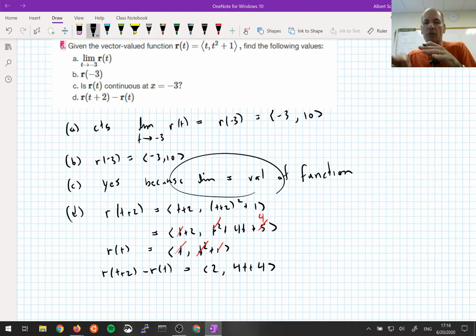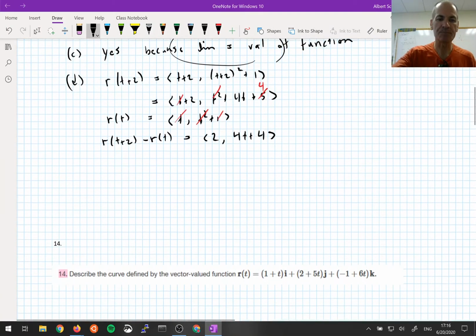This is a little bit of a precursor. You could imagine that this might be a kind of difference quotient here. If you divide it by 2, it would be sort of the difference quotient for h equals 2. We'll talk more about that in the next section.